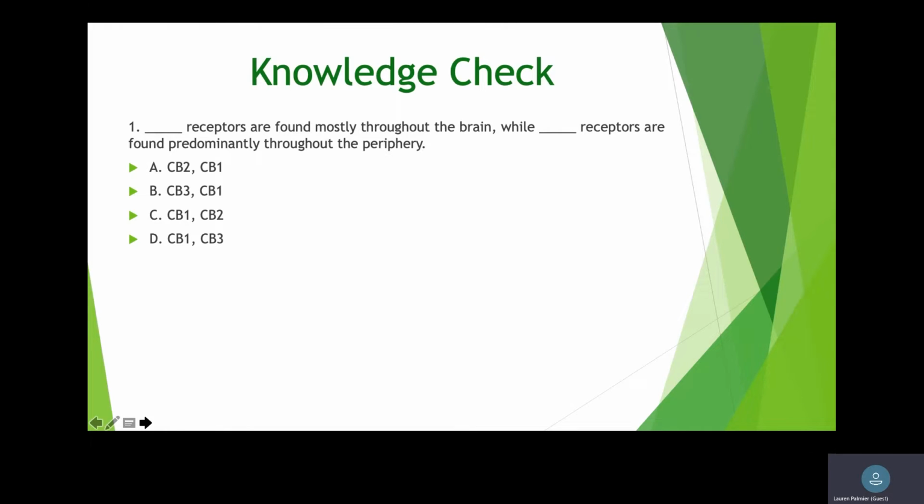The answer is C. CB1 receptors are found mostly throughout the brain, while CB2 receptors are found predominantly throughout the periphery. So CB1 receptor is found predominantly in the brain, as we went over. THC has the greatest affinity for these receptors, which again is why we see psychological adverse effects from cannabis use. The CB2 receptor is predominantly found throughout the periphery, and the CB3 receptor is not part of the endocannabinoid system. So those answers that included CB3 would not be correct.